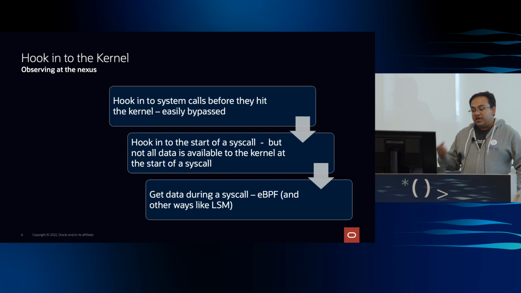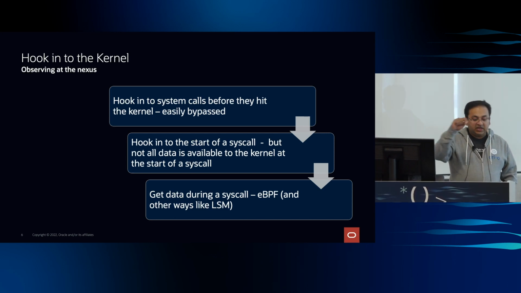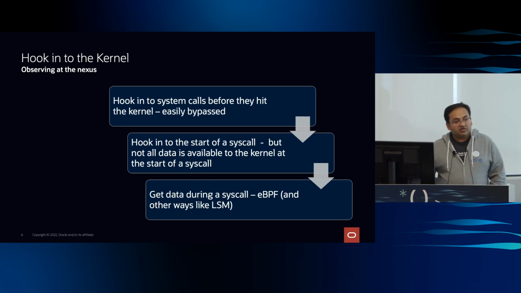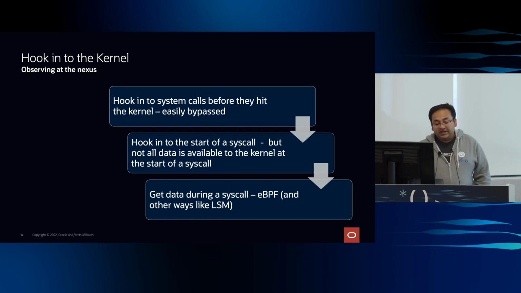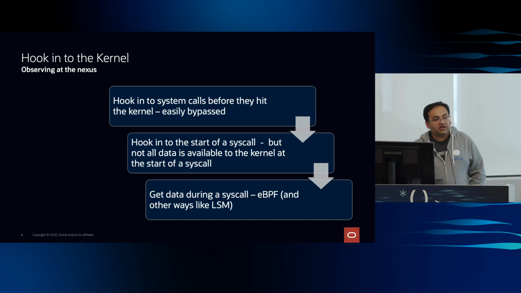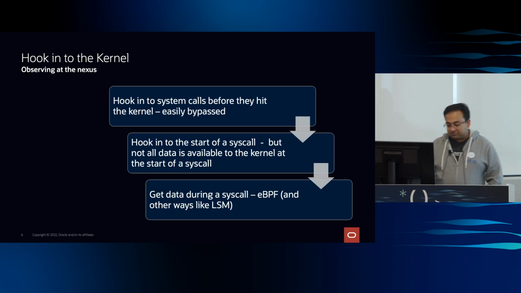But the main disadvantage with this is when you try to observe something at the beginning of a syscall, the Linux kernel probably doesn't have all the data to fully understand the event. Or you could get data during a syscall. This is the most efficient way, but this is also a little bit hard, right? Because it involves getting inside the kernel, hooking into the actual handling of a syscall.